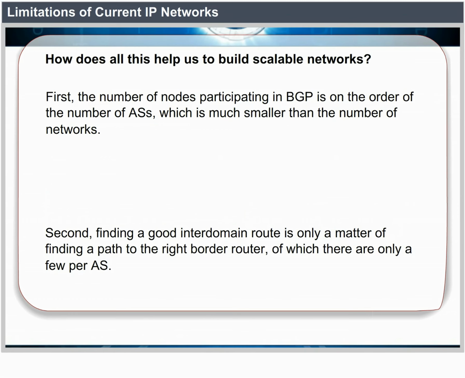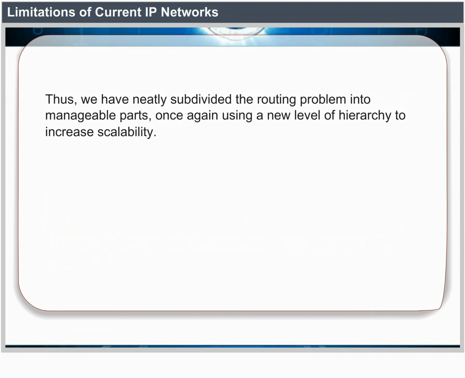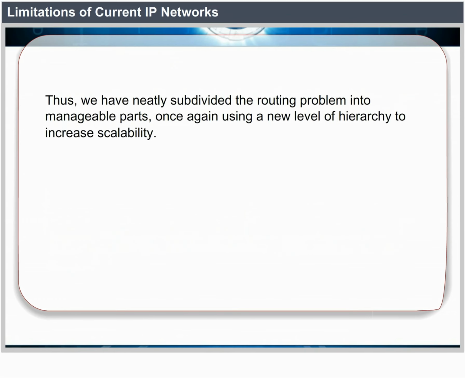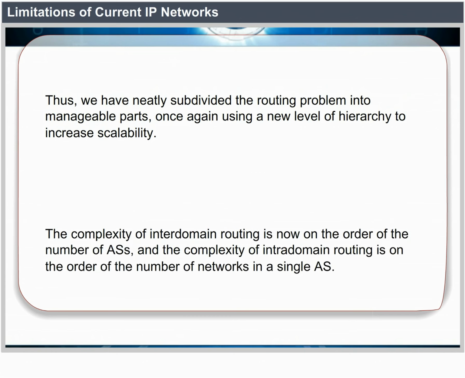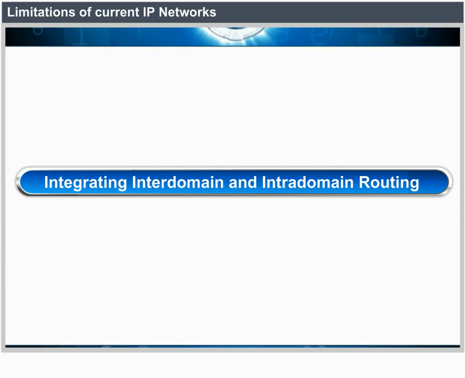Thus, we have neatly subdivided the routing problem into manageable parts, once again using a new level of hierarchy to increase scalability. The complexity of interdomain routing is now on the order of the number of ASs, and the complexity of intra-domain routing is on the order of the number of networks in a single AS. Integrating interdomain and intra-domain routing.